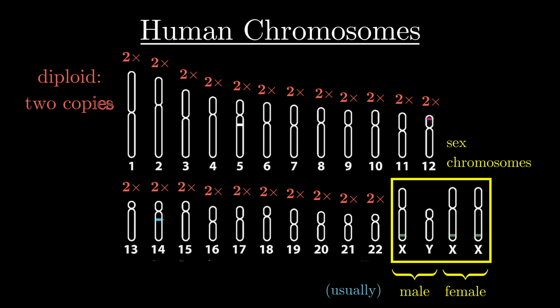Individuals with XX usually present as female, and individuals with XY usually present as male. We call the human genome diploid because there are 2 copies of most of the chromosomes. Di is, of course, a prefix we often use to mean 2.